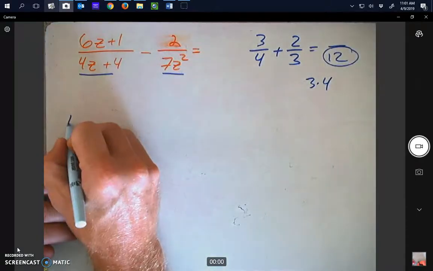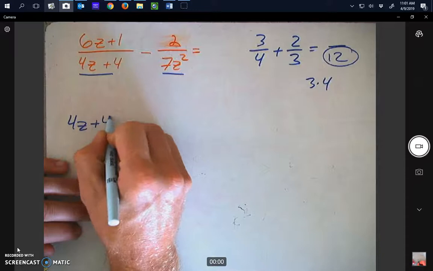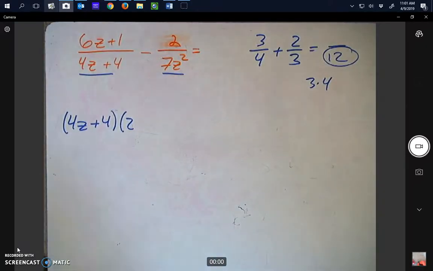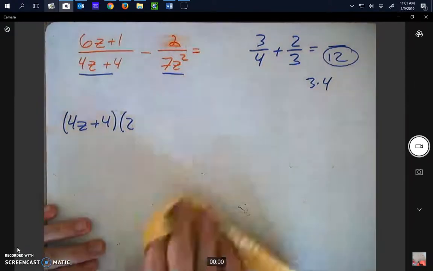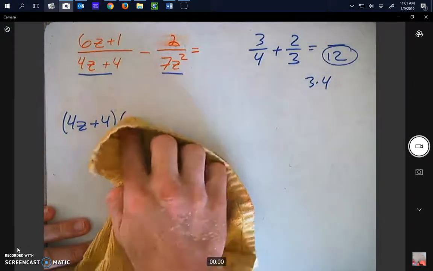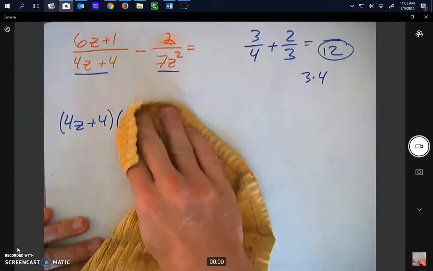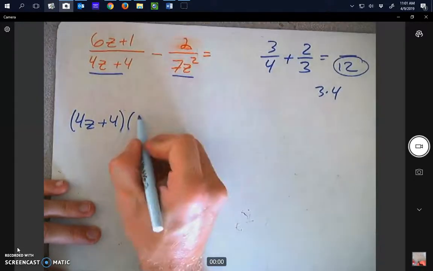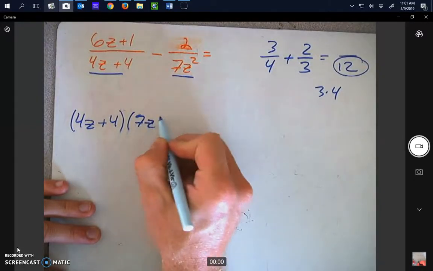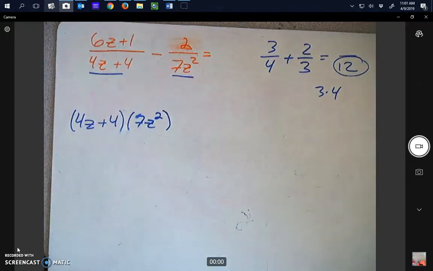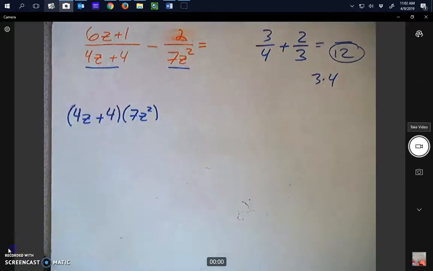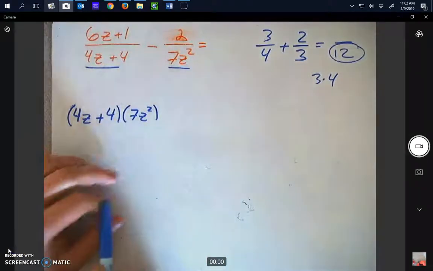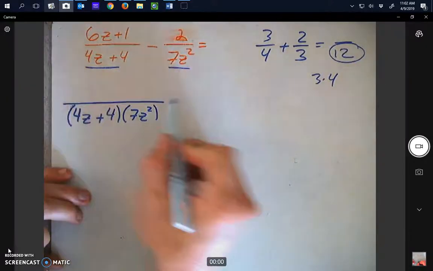So our new denominator is going to be 4z plus 4 times, oops, that's wrong. It should be 7z squared. Okay, I rewrote that. So there we are. So we have our denominator as 4z plus 4 times 7z squared. And we're going to create our numerator.